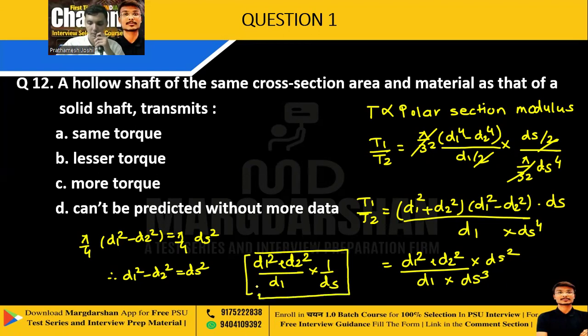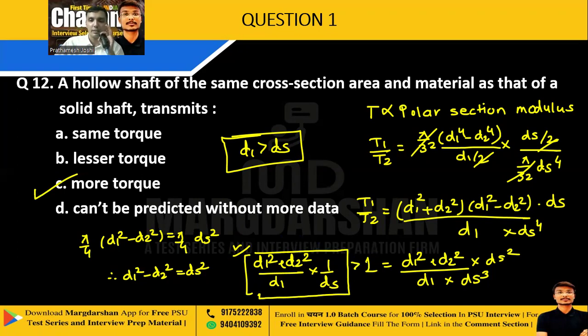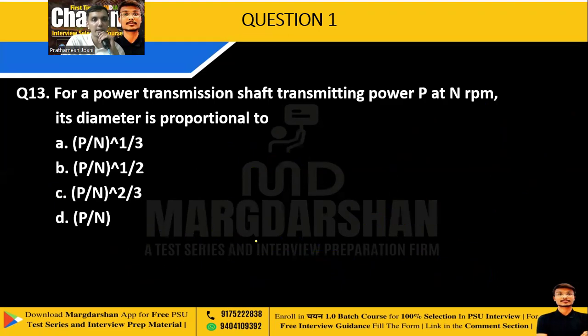तो अगर हम लोग इसको देखें तो आएगा d1/ds into... लेकिन same area के लिए remember one thing कि d1 is always greater than ds, if we are comparing the solid shaft to the hollow shaft. So if d1 is greater than ds, this expression is always greater than 1. Hence it will be transmitting more torque. This was quite challenging to understand, but just remember this polar section modulus and this term, so we'll get it easily. So, okay, let's move ahead.